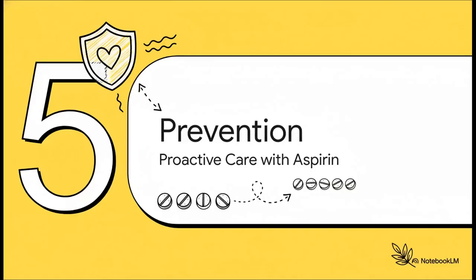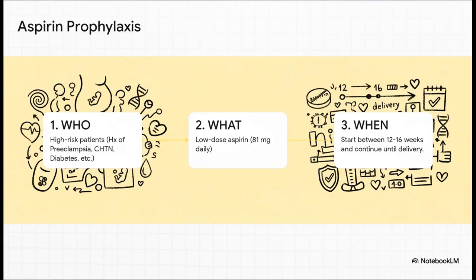Okay, so we've spent a lot of time talking about how to diagnose this stuff once it's happening. But what about getting ahead of it? Can we actually prevent it? The answer is yes. For some patients, we can significantly lower the risk. The strategy is actually pretty straightforward. First, you have to identify who's high risk. We're talking about patients with a prior history of preeclampsia, chronic hypertension, diabetes, twins, you get the idea.